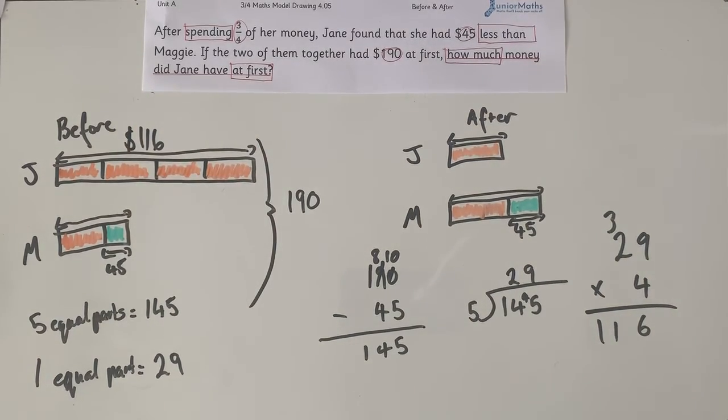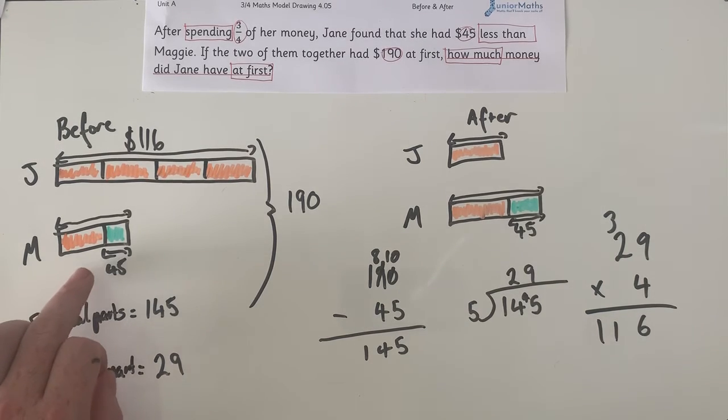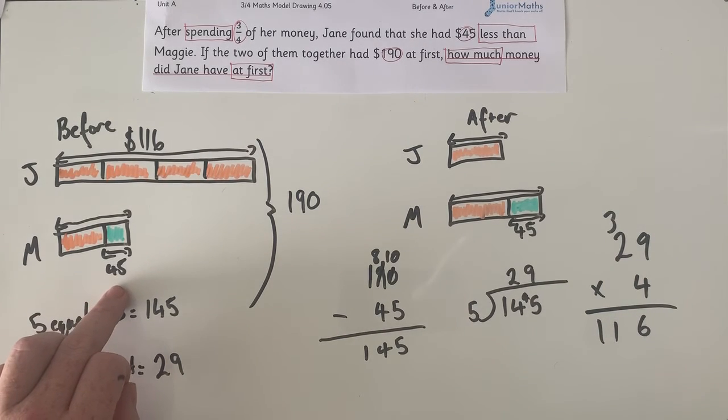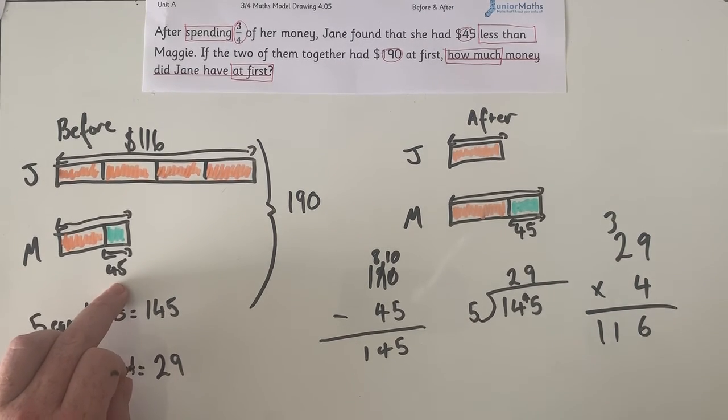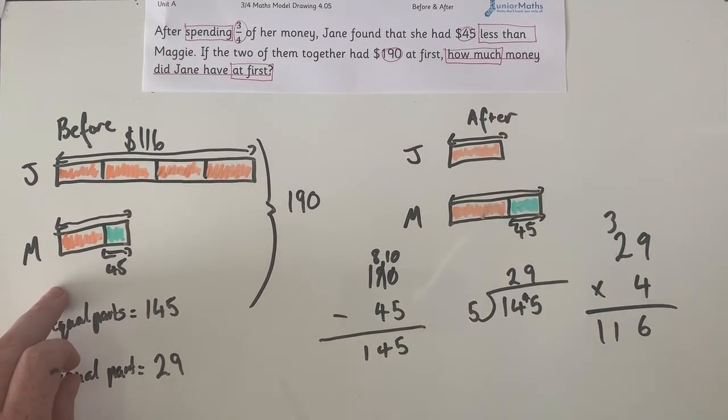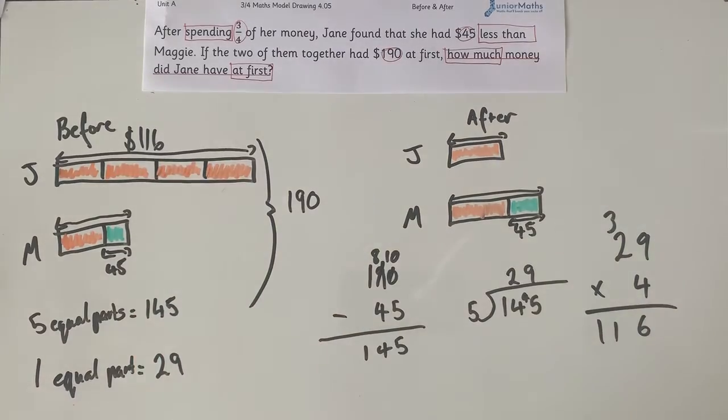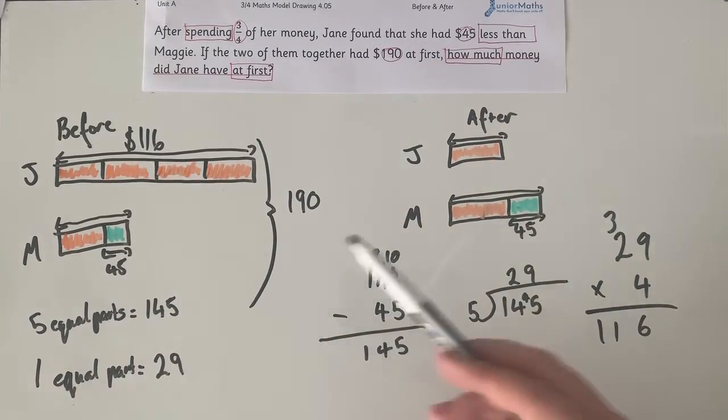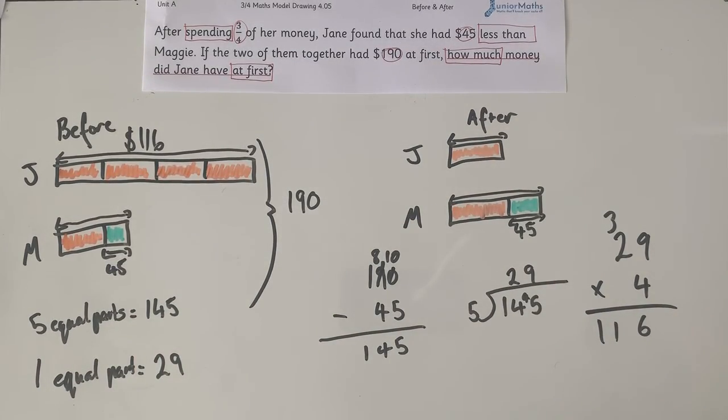Okay, and if we were to work it out, Maggie had $45 plus $29, so $74. $74 plus $116 is $190, so I can also do that check if I need to, just to make sure.